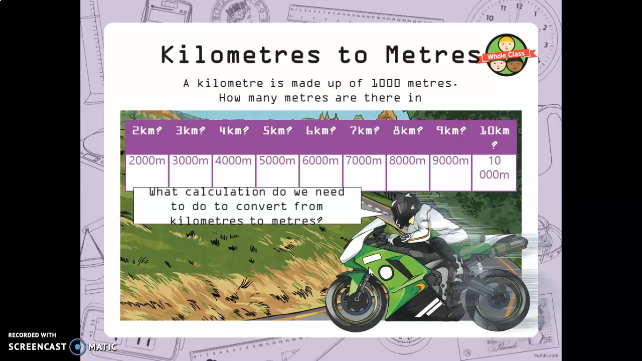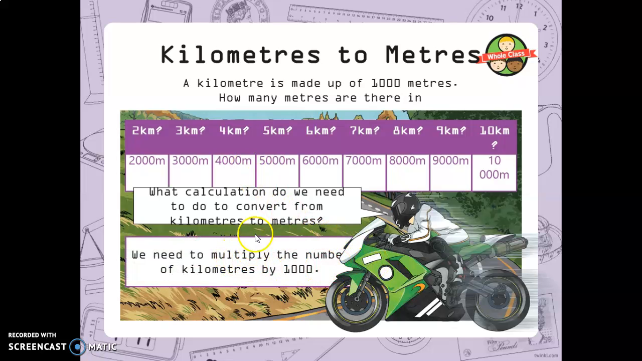What calculation do we need to convert from kilometers to meters? Think about it. We need to multiply the number of kilometers by 1,000. So, we know here that if we multiply 2 by 1,000, it would be 2,000. 3 by 1,000, 3,000, and so on.